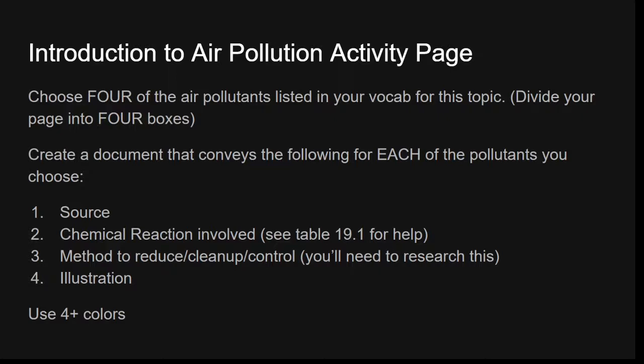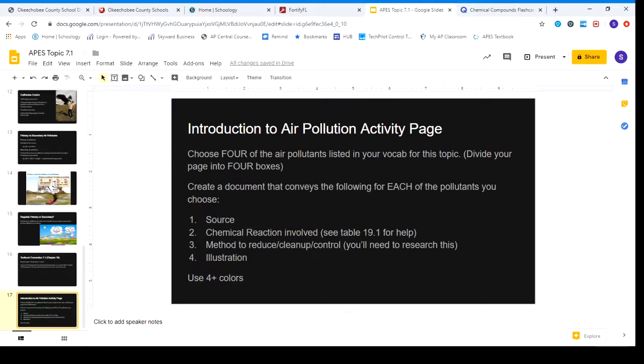You need to use 4 or more colors, and that will cover your activity for 7.1. Okay, so that covers atmospheric air pollution, and go ahead and get started on your next piece.